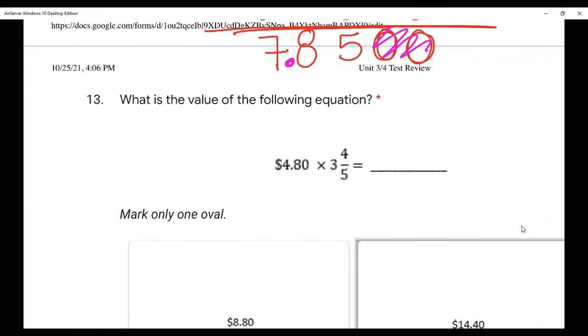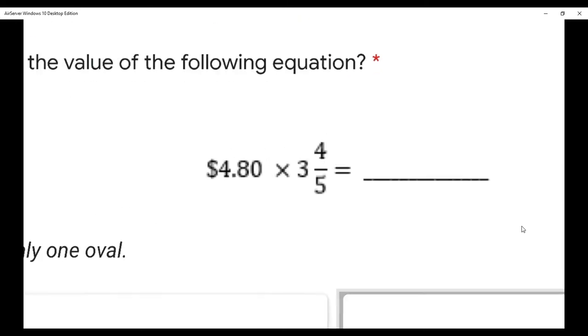What is the value of the following equation? So I have $4.80 times 3 4/5. Okay, they're in different forms, so I either need to get them all to fractions or all to decimals. I say let's just go ahead and turn the mixed number into a decimal. You could do it the other way, however you want to do it.